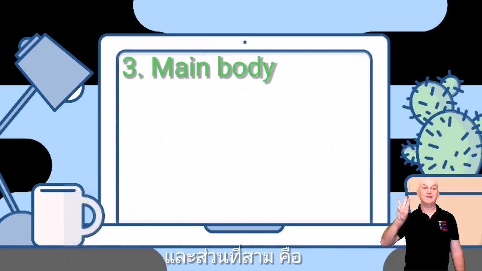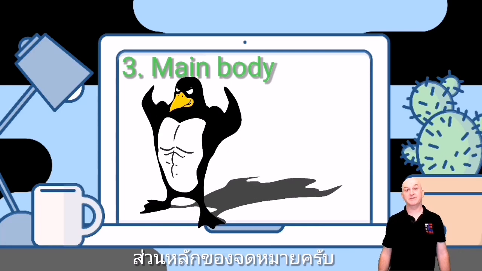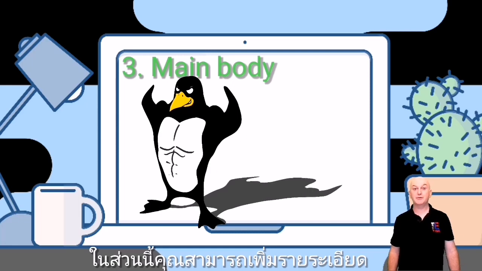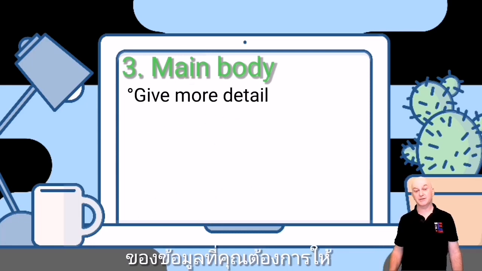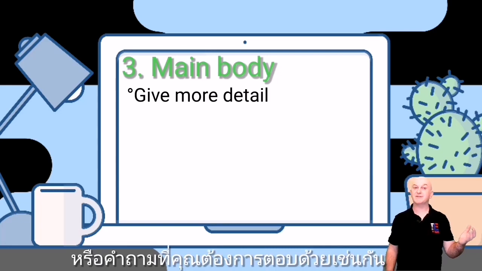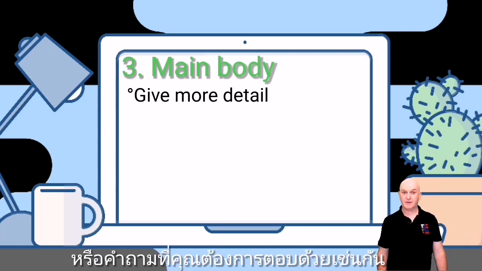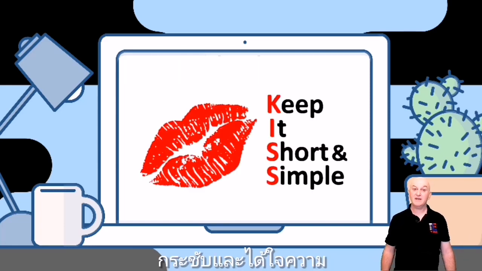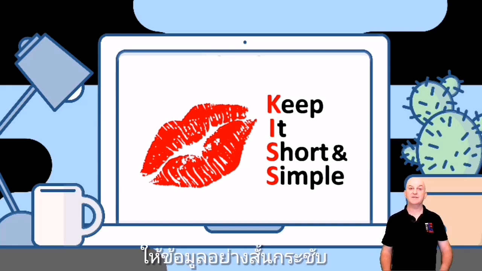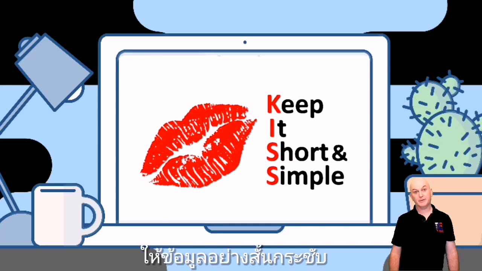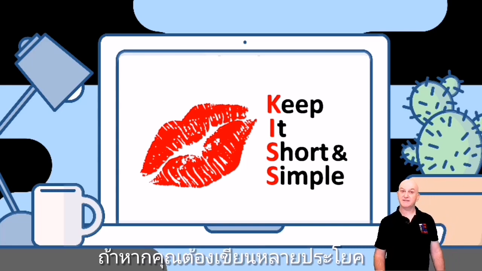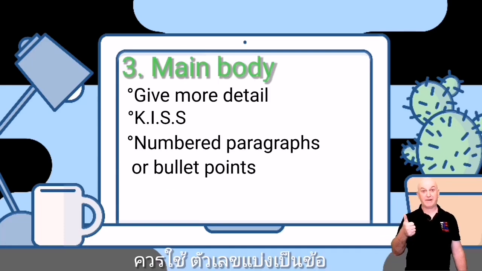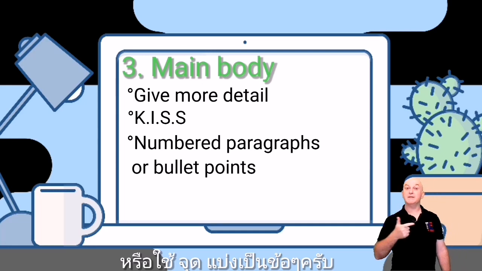And part number 3 of our email is the main body, the middle of the email. Here is when you can go into more detail of what information you are giving or the questions that you would like answers to. But remember, we still want to use KISS, keep it short and simple, give the detail as concisely as possible. If you do need to write several sentences, think about using numbered sentences or numbered paragraphs. Think about using bullet points.